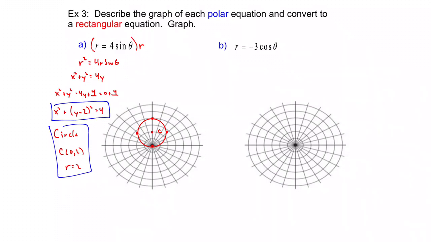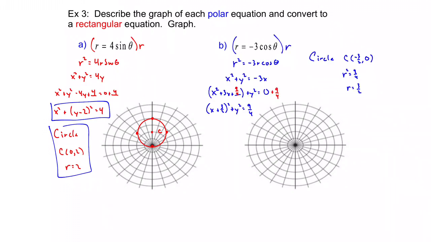So why don't you go ahead and pause the video and try to do example 3b on your own. It's very similar to the one we just did. So you can see once again, approach it the same way. Multiply r by both sides to get r squared. Change r squared to x squared plus y squared. You also get -3r cosine of theta, so change that to -3x. Add 3x to the other side, complete the square, and you get the equation x plus 3/2 quantity squared plus y squared is equal to positive 9/4.